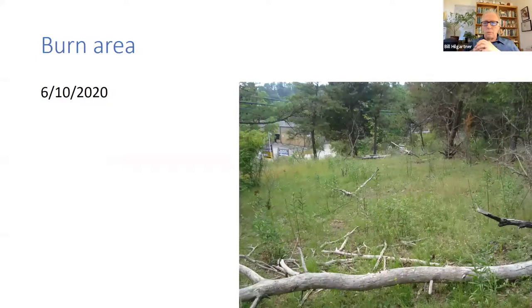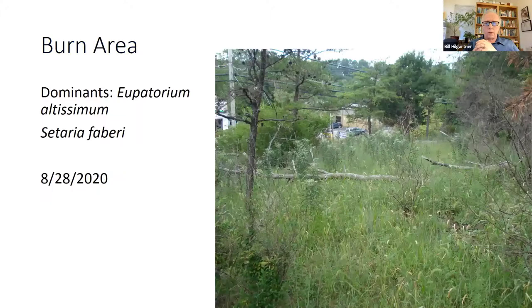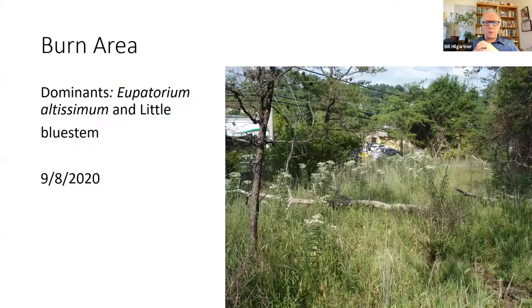The tall plants in here are Eupatorium, and then there's ragweed starting to come in, and some other grasses. By August, I would say this looks like a typical farm field almost. It's got the foxtail grass, Eupatorium altissimum coming in, and then here it is in September. Now the blue stem has come in, but there's a whole mess of other plants, both non-native and native, that have come in here that does not look like the serpentine grassland that we usually see and look for.